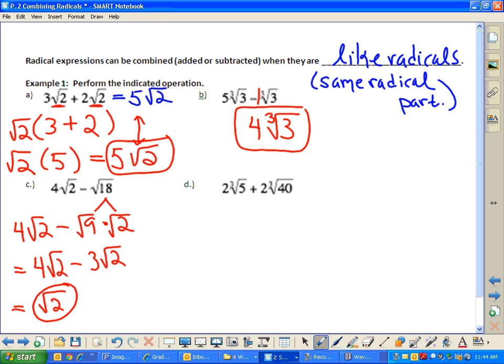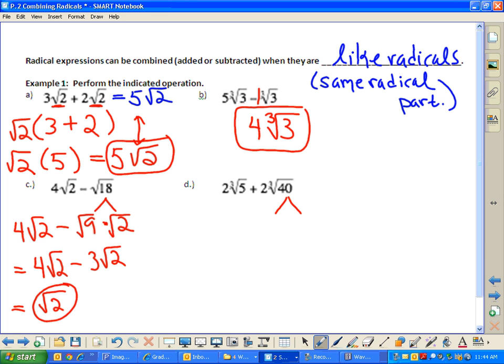So in part B, I have 2 cube roots of 5 plus 2 cube roots of 40. You can simplify the cube root of 40. True story, you can. So I'm going to execute my two-step approach. I'm going to simplify the radical expression first. So I have to simplify the cube root of 40. How do you do that? Do you know, Chris?